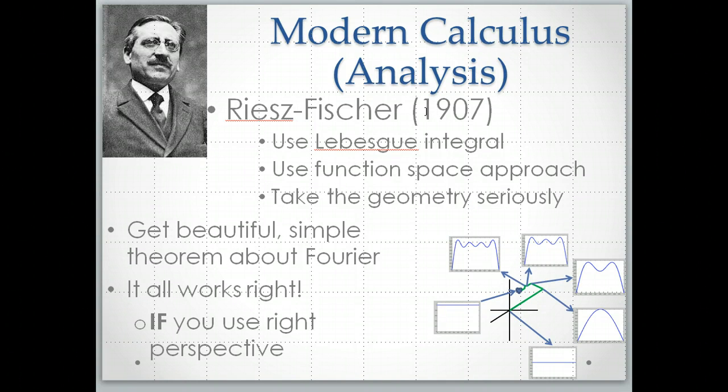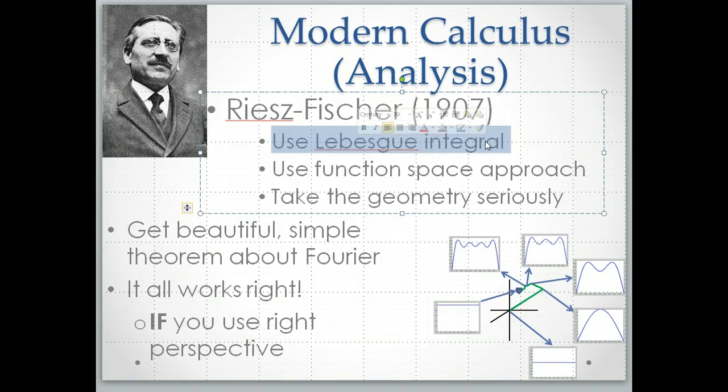So here's a great historical fact. Exactly 100 years after the Fourier manuscript, in 1907, we have a result due to Riesz-Fischer, and there's other people involved, but it definitely is quoted as the Riesz-Fischer theorem. It's a theorem that uses the Lebesgue integral. So it uses this very, very modern approach to calculus. It takes the function space approach.